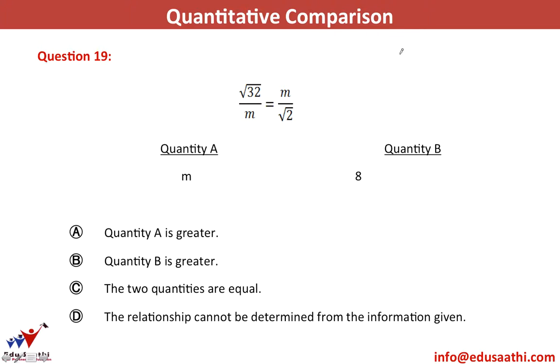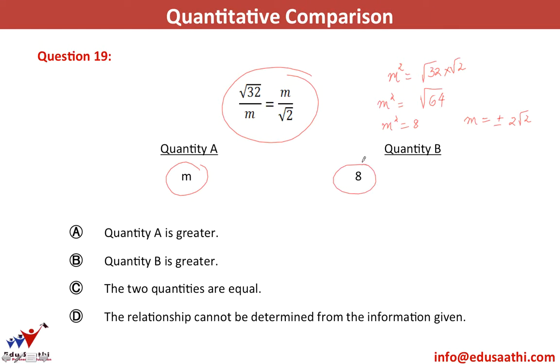Let's look at question number 19. So if I look at the information which is given to me, I would just cross multiply and I would get something like this. So what I get, m square is equal to root 64, or m square comes out to be 8. So the value of m would be plus minus 2 root 2 or plus minus root 8. Now if I compare m with 8, so what is the value of m? It is plus minus root 8. This is always less than 8, thereby giving me an answer. Option number B, quantity B is greater.